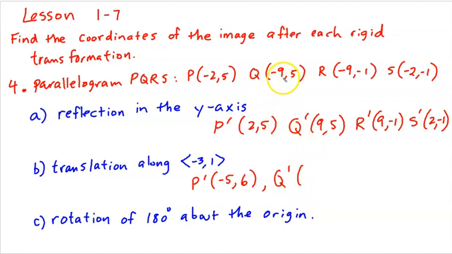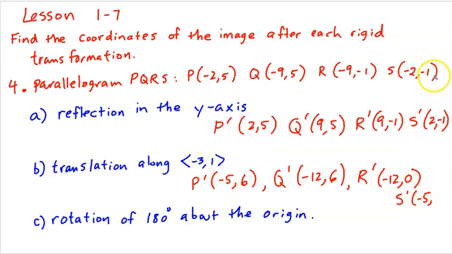Q prime, we start here, -9 plus -3 is -12. And 5 plus 1 is 6. R prime, -9 plus -3 is -12. -1 plus 1 is 0. And then I'll squeeze S prime down here. -2 plus -3 is -5, and -1 plus 1, of course, again, is 0. So that would be the coordinates after this translation according to this vector.